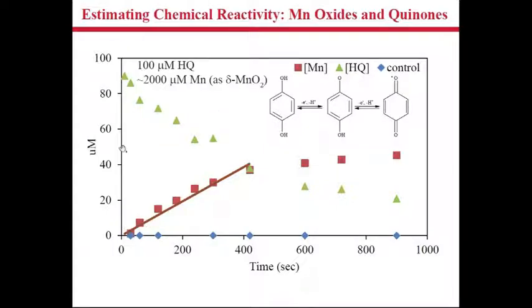So this time course has micromolar on the axis, and then we have time in seconds. So this is not very long for the course of this. So right here would be 10 minutes. And what we see is, as soon as we introduce our manganese oxide to these quinones, manganese starts to dissolve, the quinone starts to go away, and in our control experiments, nothing happens. So from this, we can get a rate and try to understand how fast the material reacts.